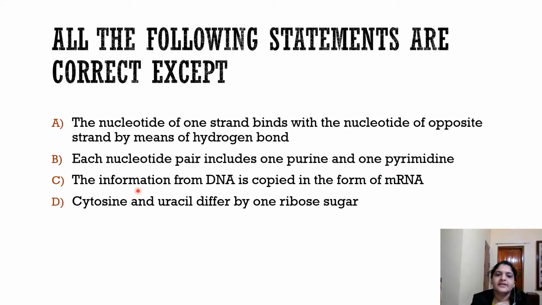The information from DNA is copied in the form of mRNA. Yes, DNA, RNA, protein. That is the central dogma. That's also true. So definitely the answer will be D, that is, cytosine and uracil differ by one ribose sugar.